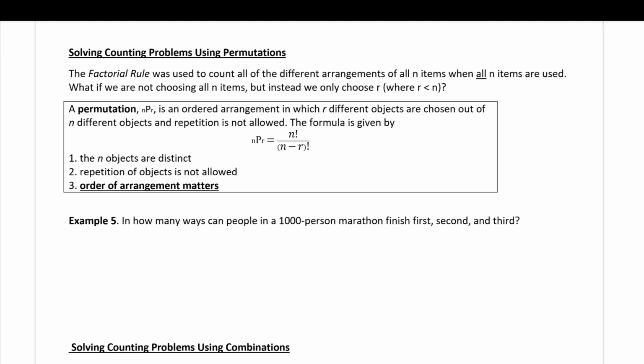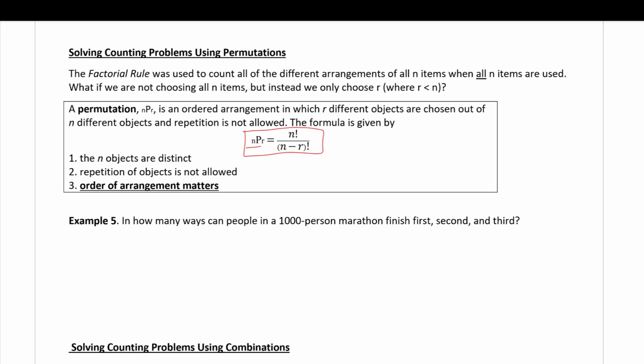Now this formula looks kind of ugly, right? It has a bunch of factorials and a bunch of letters, and this is all probably brand new to you, okay? But it really is just the fundamental counting rule, and I'll show you that in an example, okay?